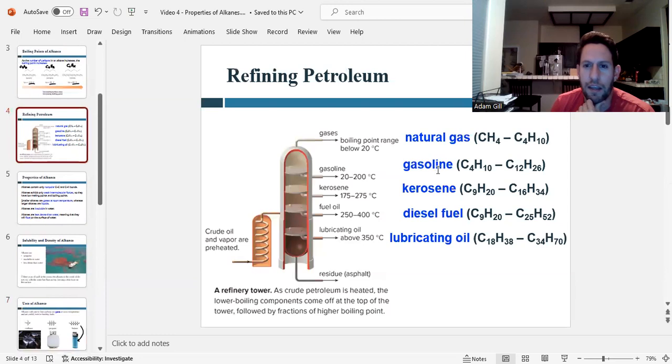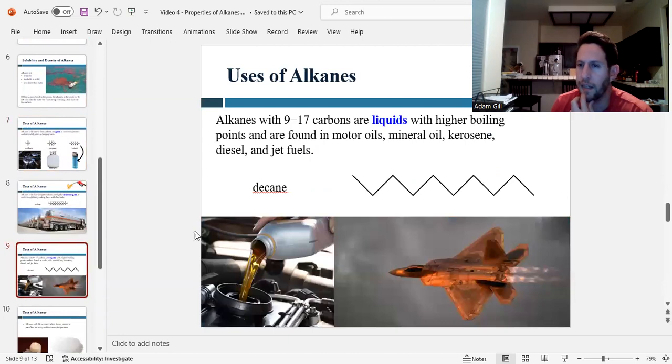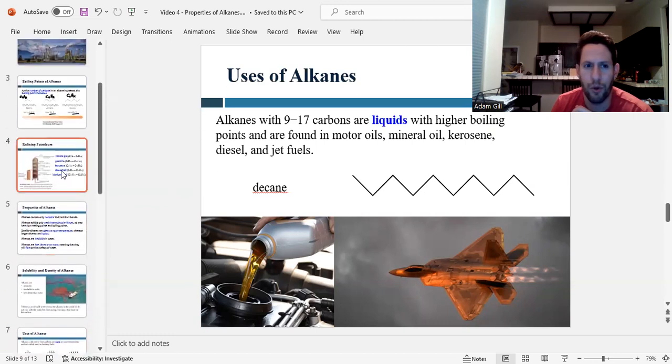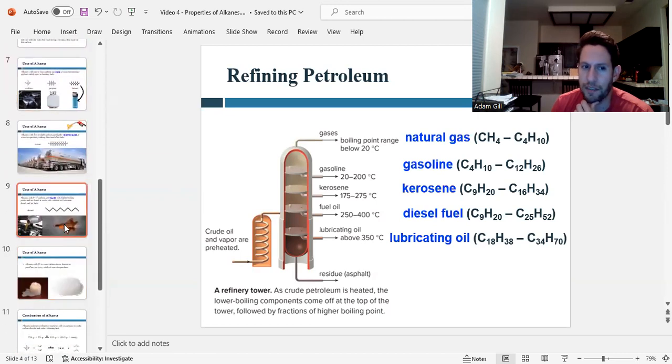So heavier than gasoline is kerosene and diesel fuel. So anything from 9 to 16 carbons is kerosene, 9 to 25 carbons is diesel. And we use those as more dense fuels. So jet fuel is kerosene, so usually around 10 carbons. And then motor oil is your larger ones. Motor oil is anything from like 18 to 34 carbons. So the more dense and bigger ones.